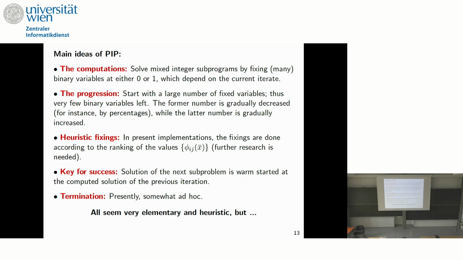At this point, a lot of things are heuristics, and so this is where some of the clever minds can help. But the idea seems very elementary. Gee, how come everyone can't think of it? Small numbers, gradually increase the number of integer variables. Too simple, embarrassingly simple. It all seems very elementary, very heuristic, but it works.